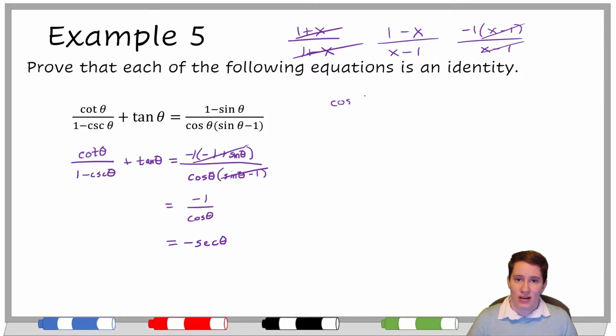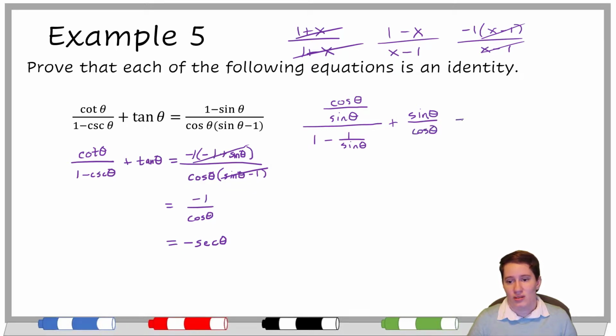I'm going to change everything on the left to being in terms of cosine and sine. So cotangent, using our quotient identities, is cosine over sine. And then cosecant is 1 over sine. And tangent is sine over cosine. Remember, our goal is we're getting to negative secant theta. There's definitely more than one way to do this problem, by the way.